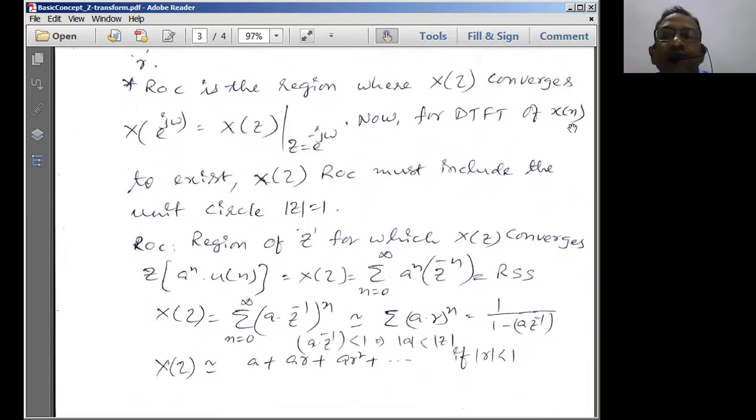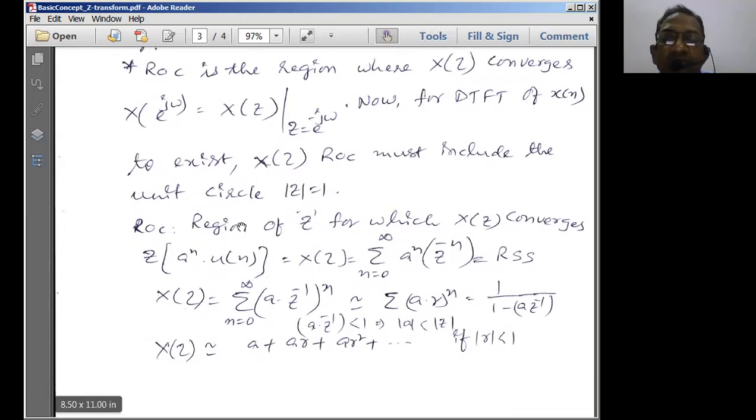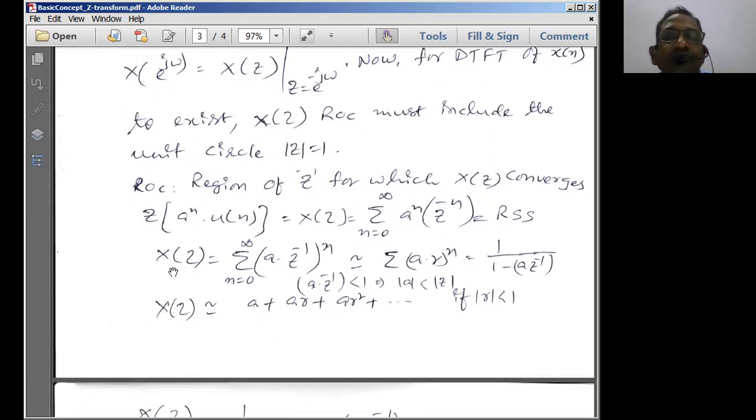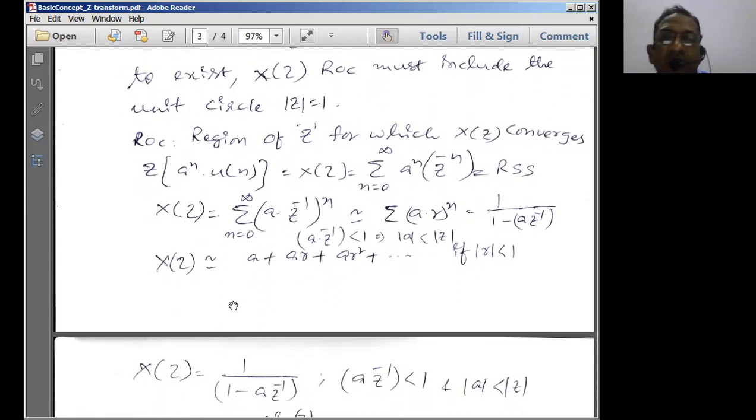Now for the discrete Fourier transform of x of n to exist, this X of z ROC must include the unit circle, mod z equal to 1. So the region of convergence we are always going to consider with respect to the unit circle here. Therefore I can write that ROC is nothing but the region of z for which X of z always converges, and it is known as the region of convergence for us.